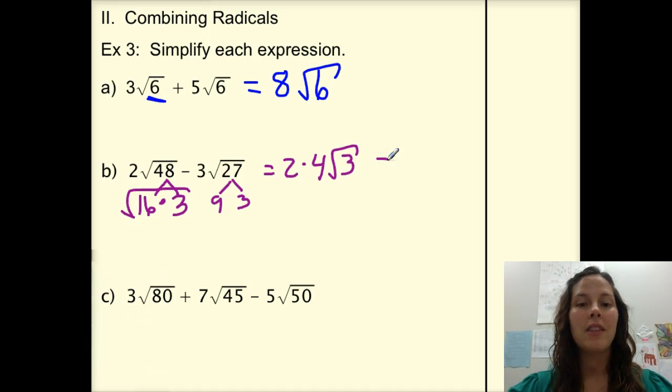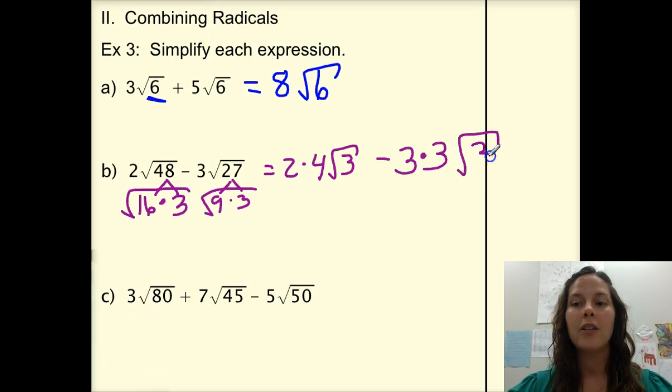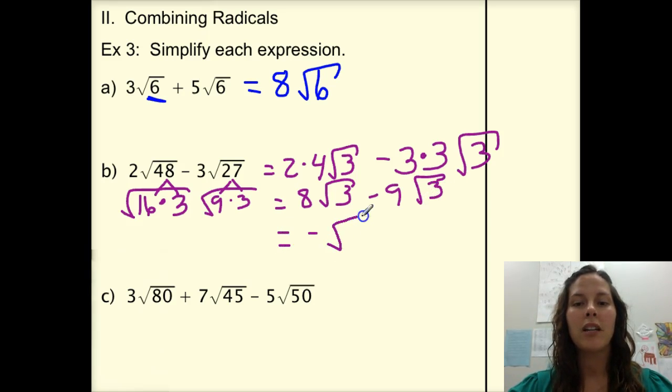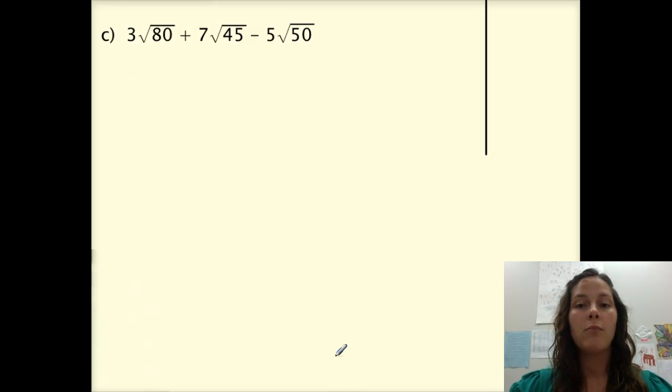I'm going to do the same thing with the square root of 27, splitting it up as the square root of 9 times 3. The 3, that's the coefficient, will stay there. The next 3 comes from the square root of 9, and the final 3 is that unperfect square that stays under the radical. Multiplying, we've got 8 times the square root of 3 minus 9 times the square root of 3. Now that we have like terms, we can go ahead and subtract those to get negative root 3. We'll take a look at that one more time.